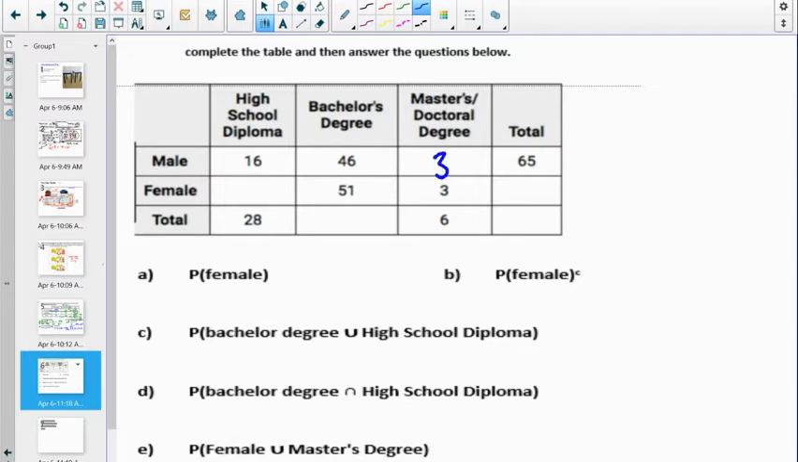And then 28 minus 16 here to fill in what goes here. Got 12. And we'll take 46 plus 51. Total is 97 here. Then to get this one, we'll take 12 plus 51 plus 3. That's 66. And then we'll check and make sure they both equal 131.